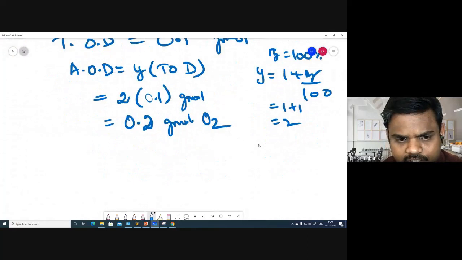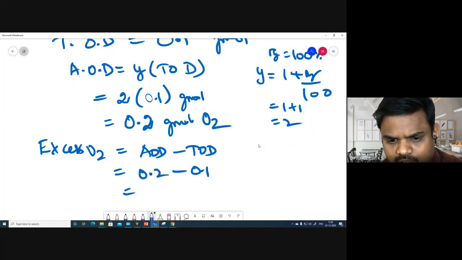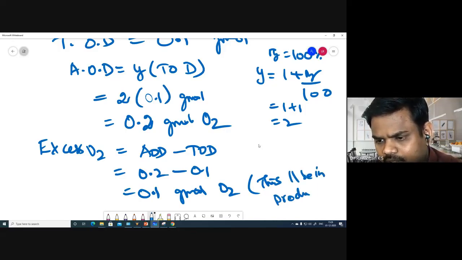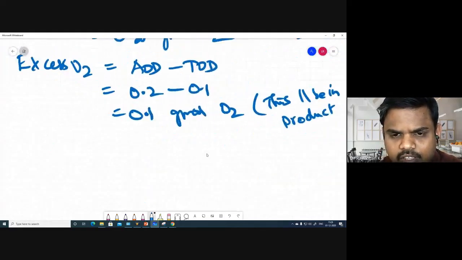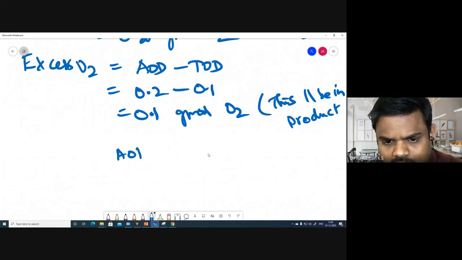What is our excess oxygen? Excess oxygen is equal to actual oxygen minus theoretical oxygen, 0.2 minus 0.1, again 0.1 gram mole of oxygen. This excess oxygen will be present in the product. And what is the associated nitrogen in air? The actual oxygen is 0.2. Then what is our actual air?